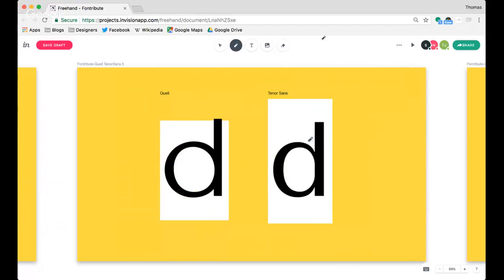Yeah, actually in Tenor Sans especially, it's like this interesting, really strong, rapid move into the stem. I think it's a dramatically different approach than how Quell is handling it, as Erin pointed out, between the two.